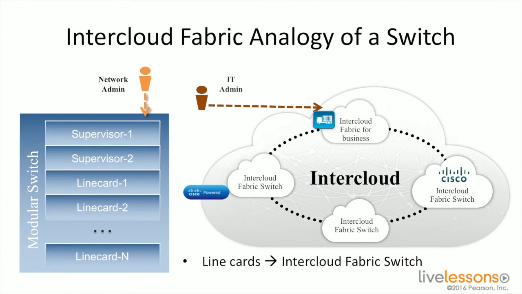So let's talk a little bit about how it works. The Intercloud Fabric operates very much like a switch. Here you've got an example of a modular switch there on the left. Your network administrator would typically go in and configure that switch. This is how everybody's done it for the last 30 plus years. You basically connect up to the supervisor and you configure the line cards. Very straightforward. Now in the case of Intercloud Fabric, we move those capabilities into the Intercloud environment.